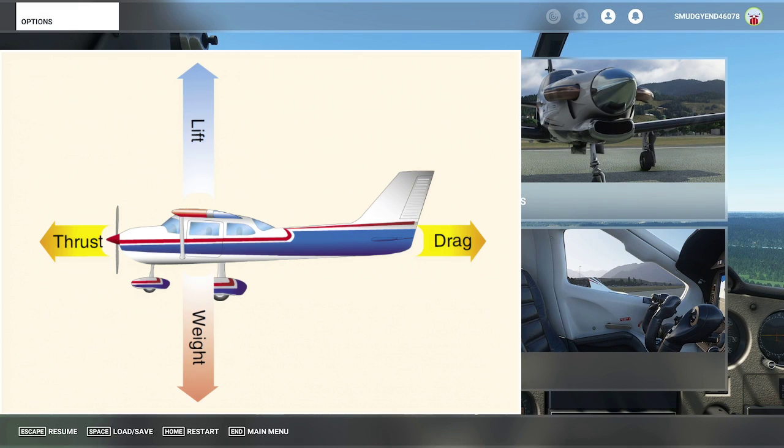Lift always works counter to weight. So lift is the force that pulls the airplane up as the wings flow through the air. Weight pulls down, as we know. We have gravitational forces we deal with, so we deal with weight, and that opposes lift. And then you have thrust, primarily generated by the propeller, which propels the airplane forward, and that opposes drag.